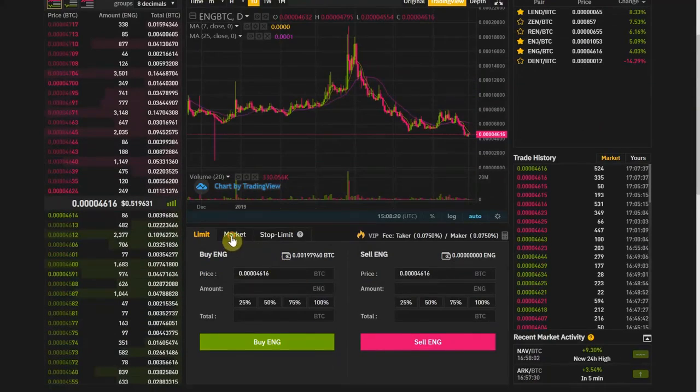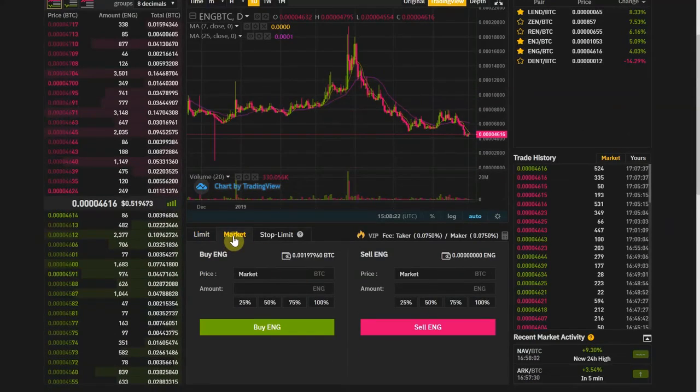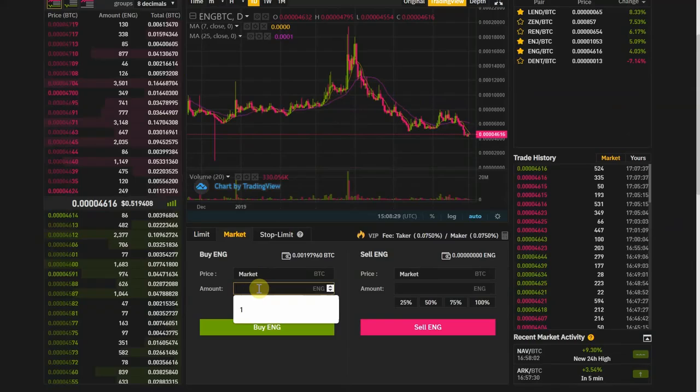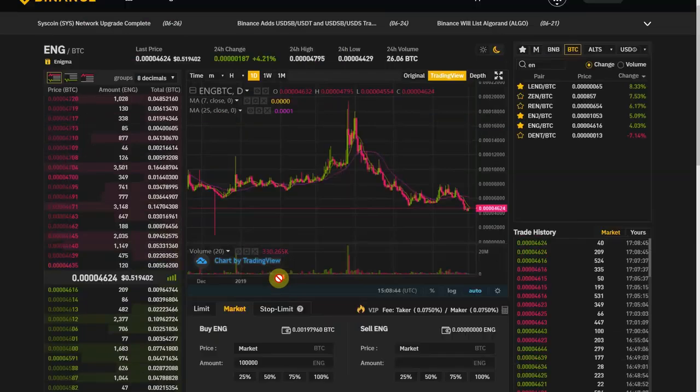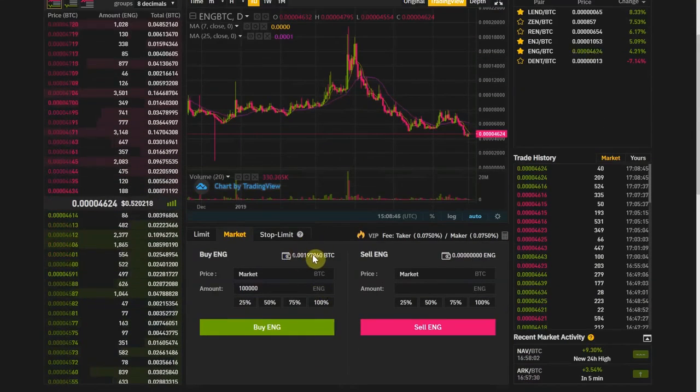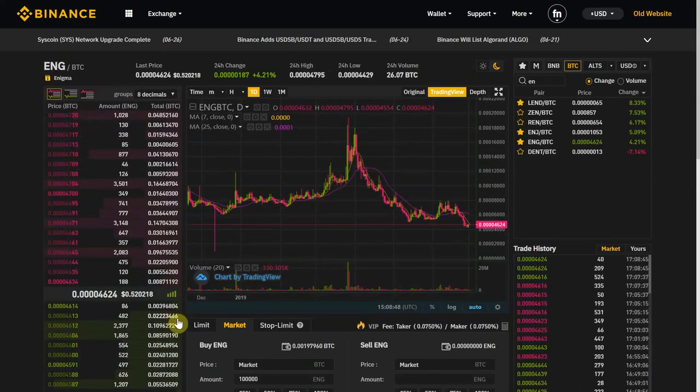So if we move to market order, what a market order does is basically you don't select the price, you just want to buy it. And let's say I wanted to buy 100k of Enigma. I don't even know how much this would be. 100k, 50k. The way this works is, of course, you have to have enough money to buy it, otherwise it won't fill 100% of your order.